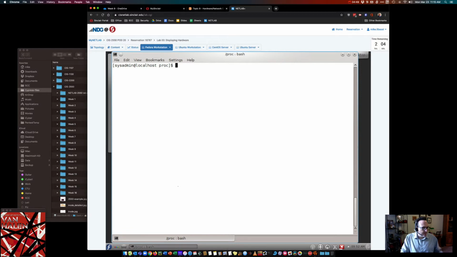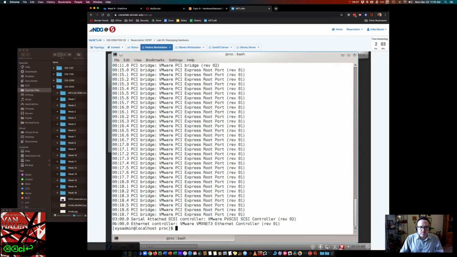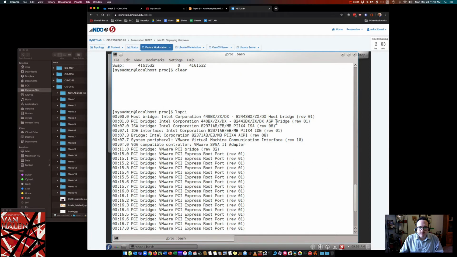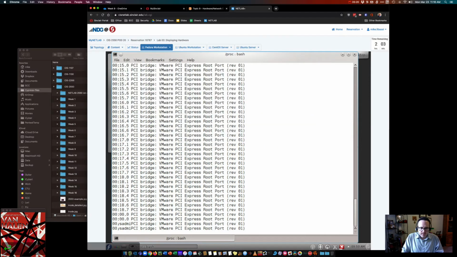Now, as we look further down here, let's look at our devices, our hardware resources themselves. The first thing we're going to look at is our PCI bus. So we have lspci, and that will give us information about the different devices on our bus. Now again, we have a virtual machine here, so it's a little more thinned out than you would see on a real system.